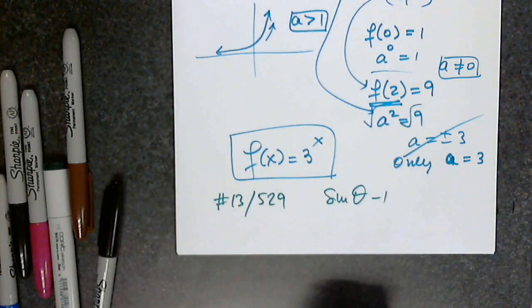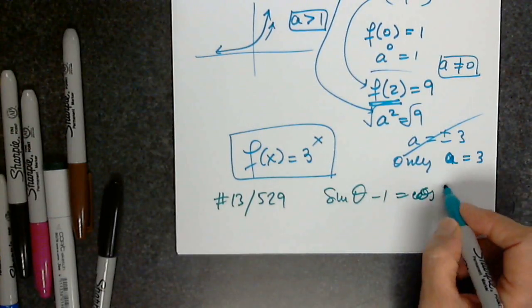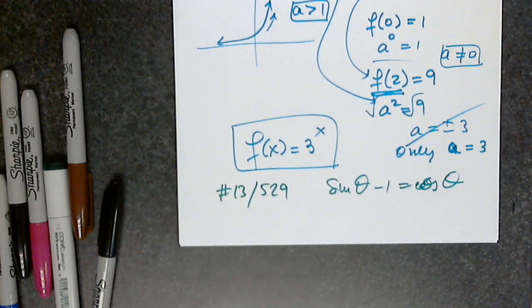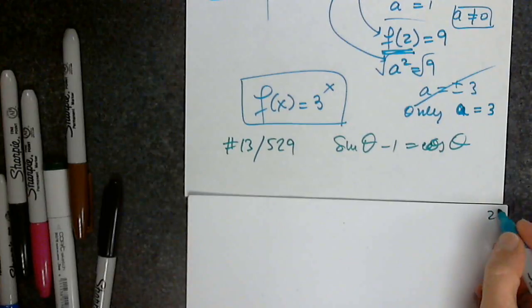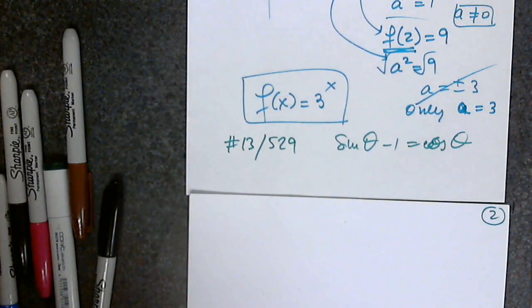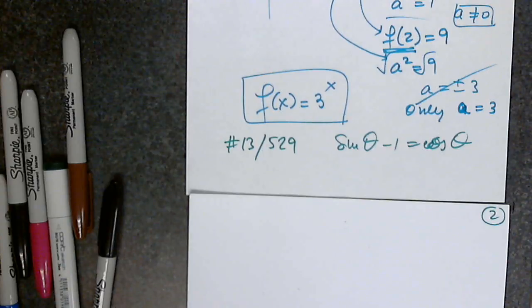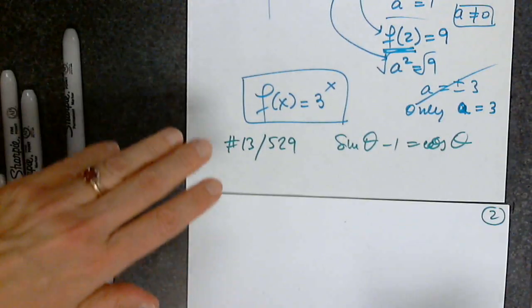Sine theta minus 1 equals cosine theta. And we're asked to solve the given equation. Sine theta minus 1 equals cosine theta. Now, this particular equation has two trig functions in it. It has sine and cosine.